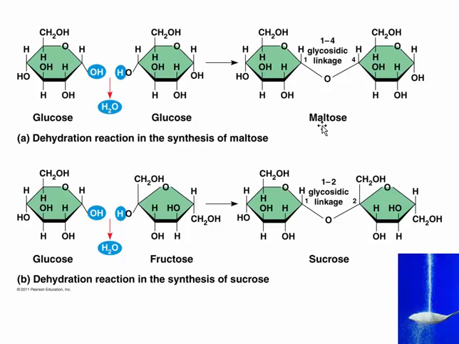Di means 2. Here's another one. Glucose and fructose come together, dehydration synthesis. This is a different type of linkage. This is a 1,2 linkage. So carbon number 1 on glucose, carbon 2 on fructose, and you create sucrose, which is table sugar. And that's that 1,2 linkage.